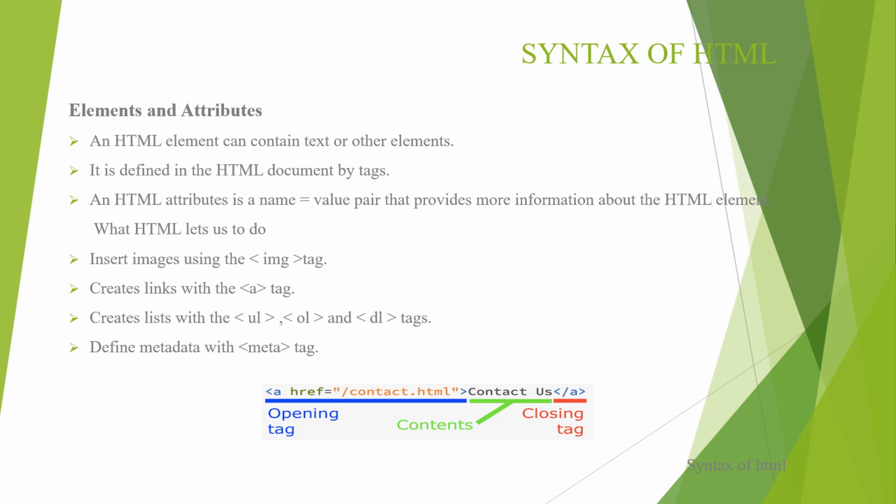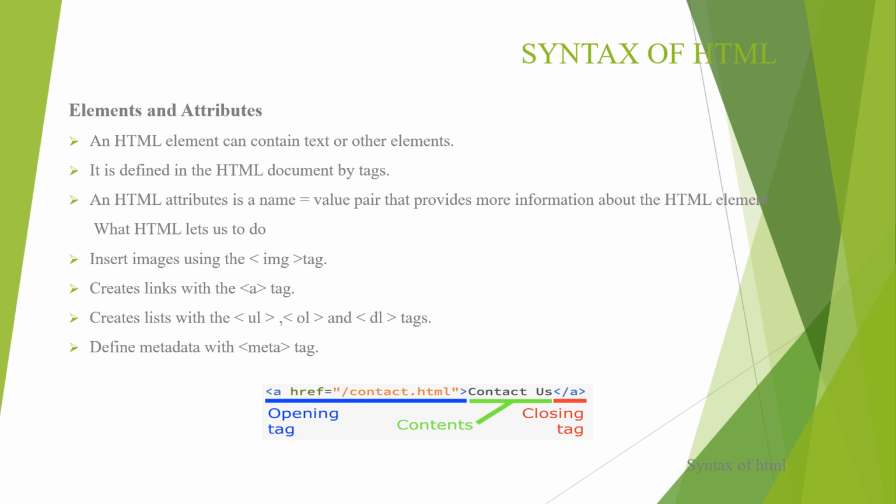Syntax of HTML. An HTML document consists of elements and attributes. An HTML element can contain text or other elements also. It is defined in the HTML document by tags. HTML attributes have a name to which a value is assigned, which provides more information about the HTML elements.